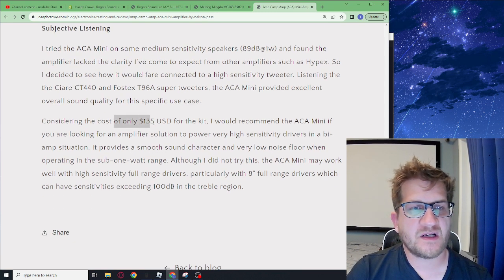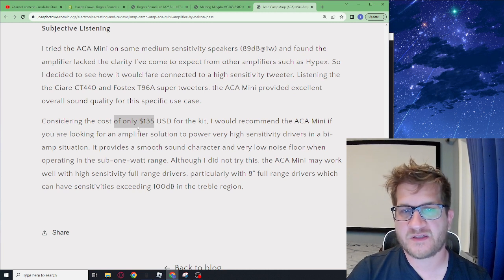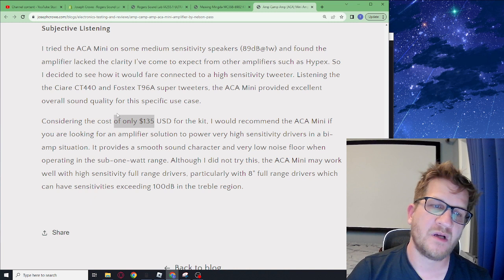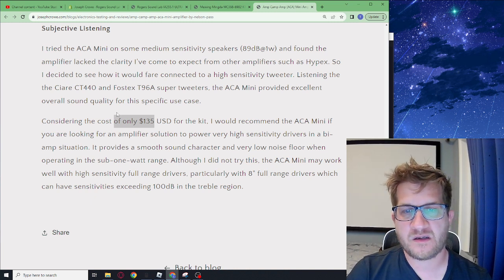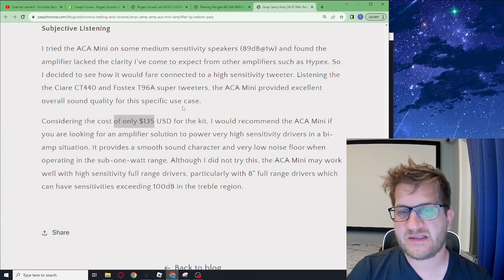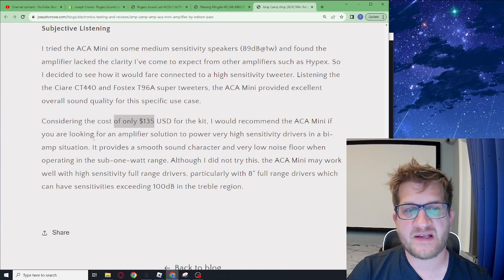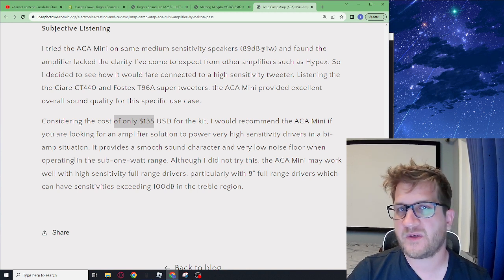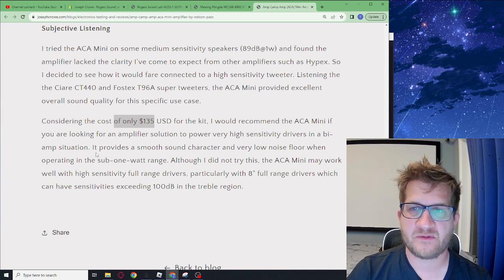So considering the cost of only $135 for the kit, I would recommend the ACA Mini if you're looking for an amplifier solution to power very high sensitivity drivers in a bi-amp situation. So it provides a smooth sound character and very low noise floor when operating in the sub 1 watt range. Although I did not try this, the ACA Mini may work well with high sensitivity full range drivers, particularly the 8-inch full range drivers, which can have sensitivities exceeding 100 dB in the treble region.